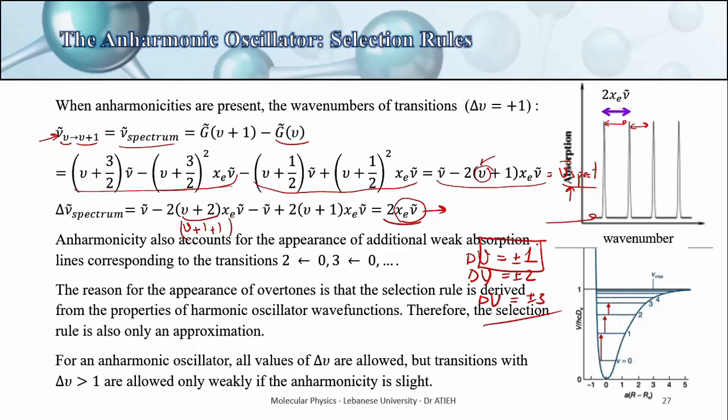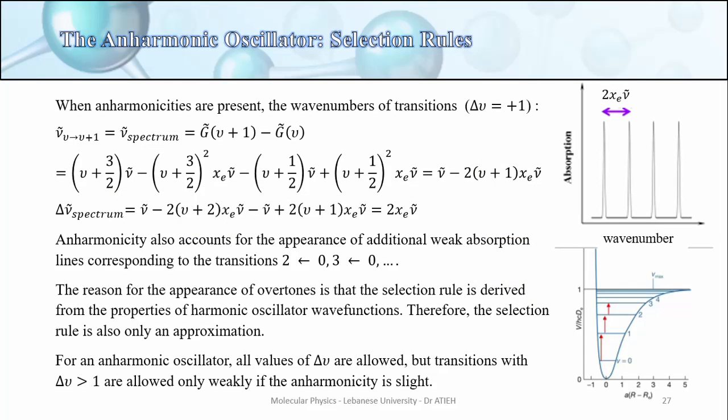Because we have found delta nu equals plus or minus 1 using the wave functions of a harmonic oscillator. But now if I'm going to use the wave functions of an anharmonic oscillator to find the selection rule, we're going to find that all transitions are allowed. Because all transitions are allowed for an anharmonic oscillator, according to quantum mechanics, we have seen that there are transitions from 0 to 2, from 0 to 3, but they are weak. Okay? The transition from 0 to 1 is high, but the transition from 0 to 2, from 0 to 3, etc. are very weak.